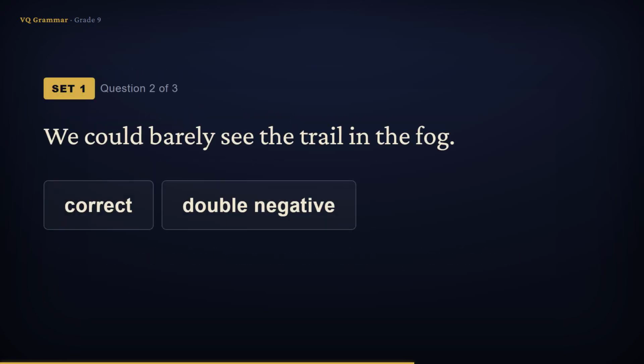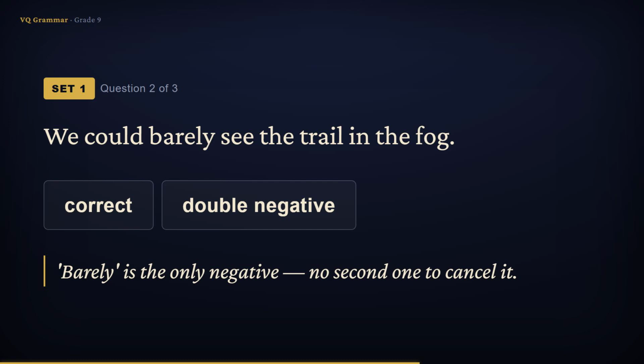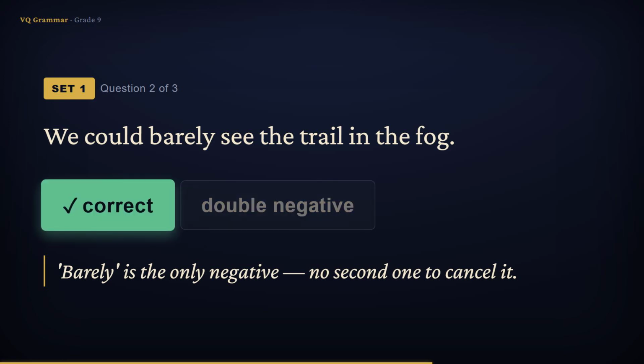We could barely see the trail in the fog. Barely is secretly negative, true, but it's the only negative in the sentence. There's nothing else stacked on top of it, so this is just one clean negative. So this one is correct.